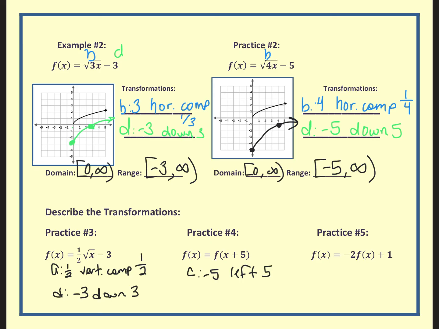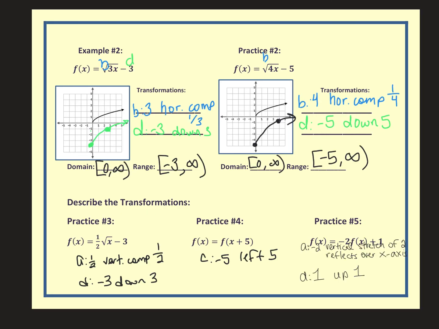Hopefully you guys got this one right. This one only had a C value, but you always change the sign of C, so this graph is going to the left 5. Okay, and our last practice question, go ahead and give practice number 5 a try. Okay, check your last question. This -2 here meant that it had a vertical stretch of 2, and it reflected over the x-axis since it was negative. And this +1 here meant that this graph went up 1. So hopefully this video helped you practice doing some transformations and then how that affects your domain and range.